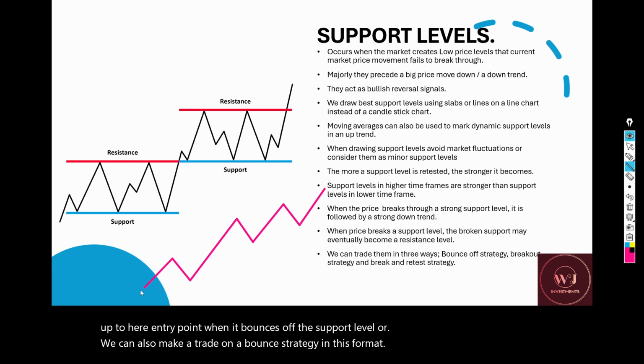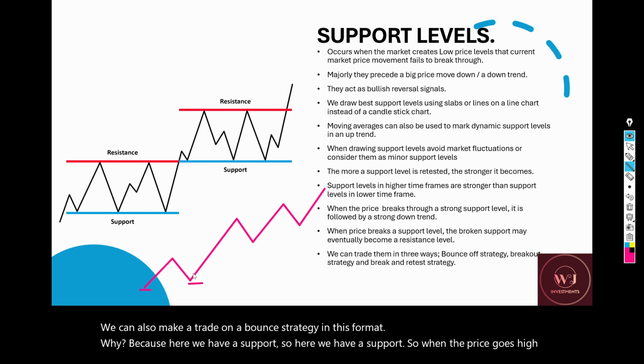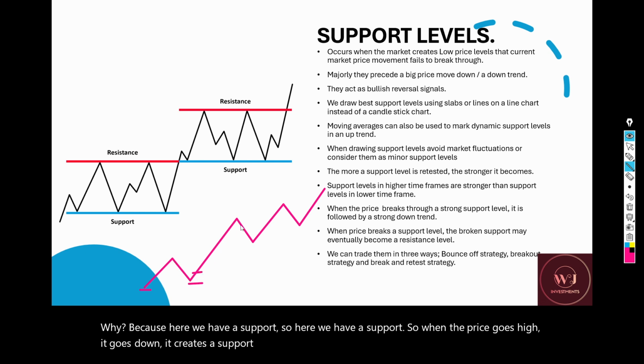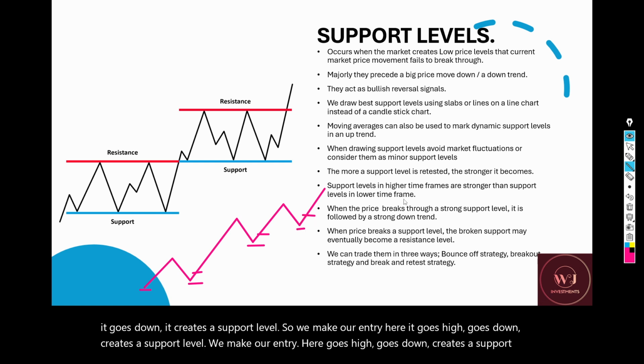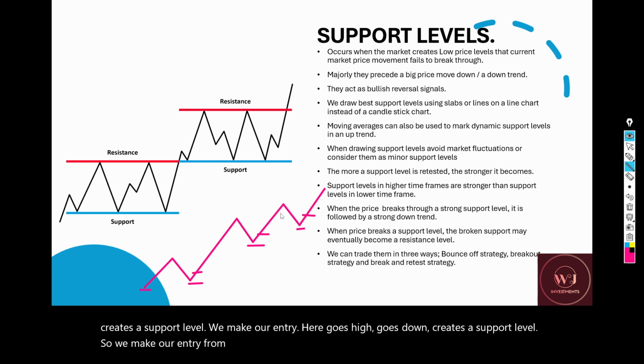Why? Because here we have a support. When the price goes high, goes down, it creates a support level. So we make our entry here. It goes high, goes down, creates a support level. We make our entry here, goes high, goes down, creates a support level. So we make our entry from here. This is normally best picked using moving averages.